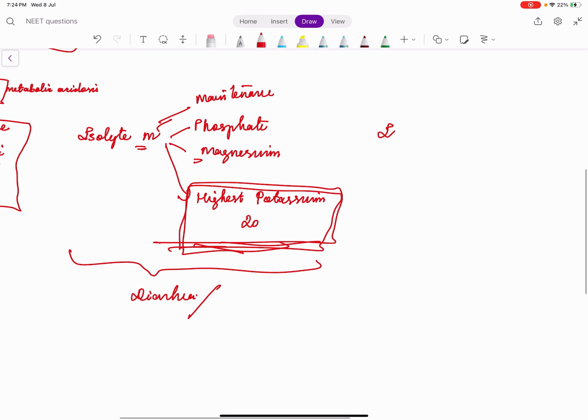We have another fluid, isolyte P. It is similar to isolyte M. It is the pediatric maintenance solution.